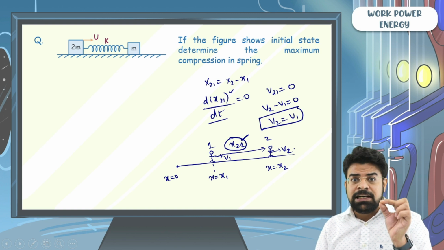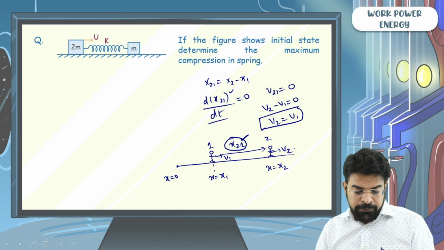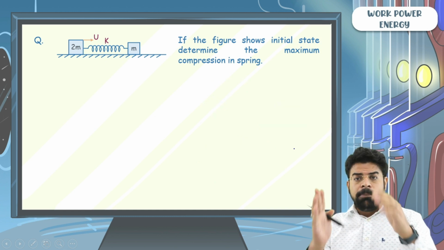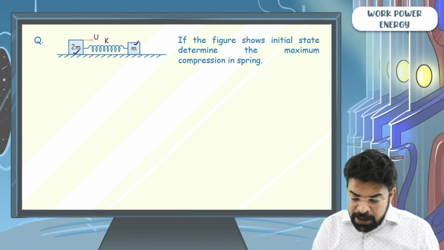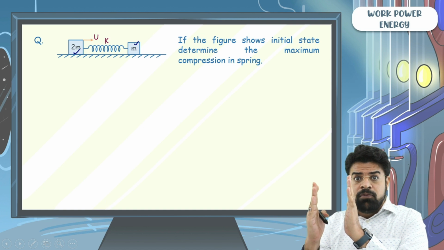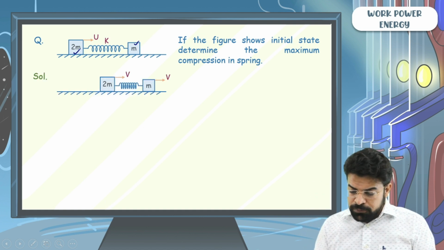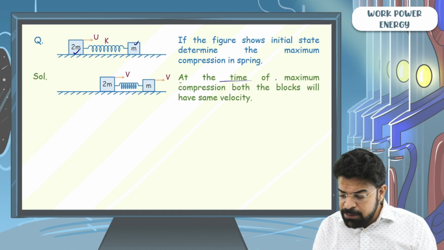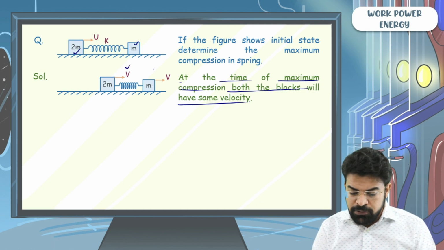And this is the statement that we are going to use to find the maximum compression in the spring. Whenever the compression in this spring is maximum, the blocks of mass 2m and m will be closest. So when the separation between them is minimum, they both should have the same velocity. So at the time of maximum compression, both the blocks will have the same velocity, and here we have assumed that velocity to be v.